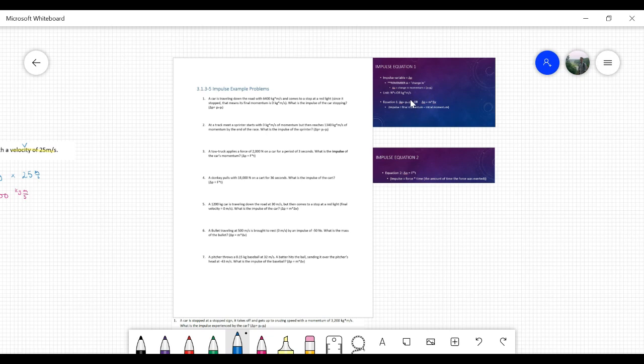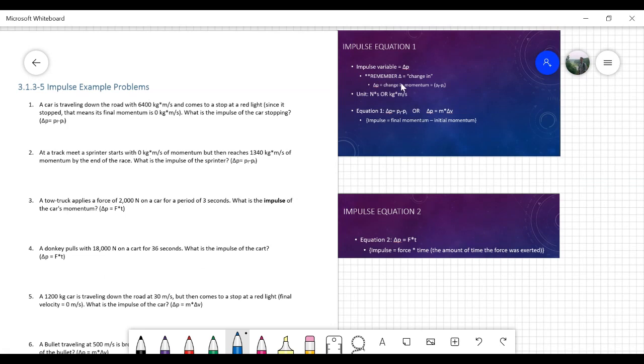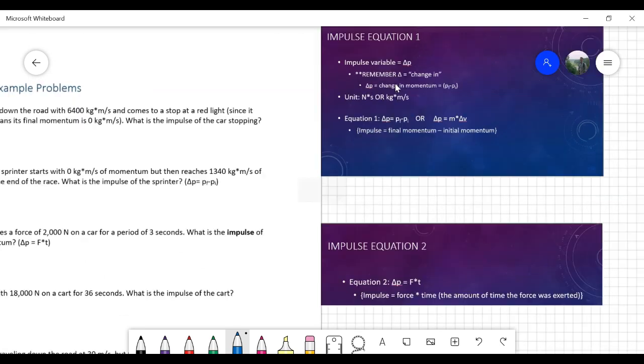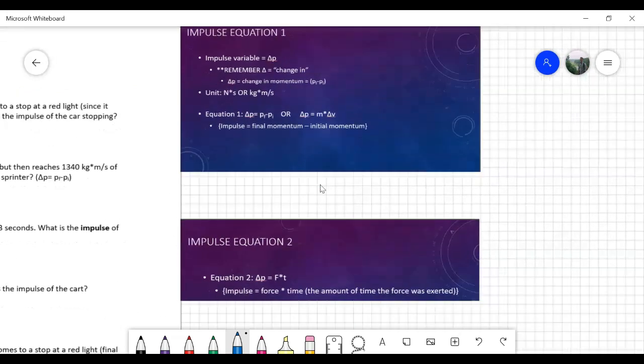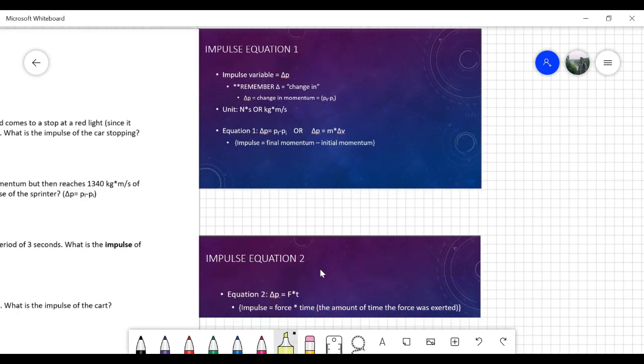One thing that I did not cover in the last note video was what variables and equations we use to calculate impulse. These are important things to note, and you should definitely put these into your notebook if you don't have them yet.